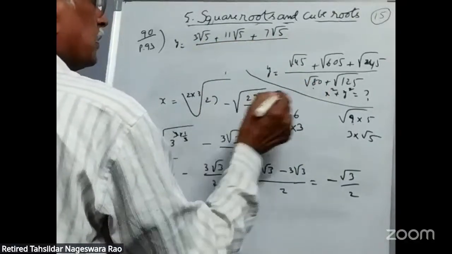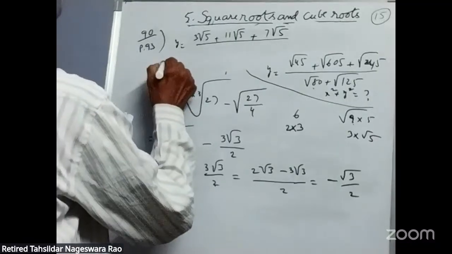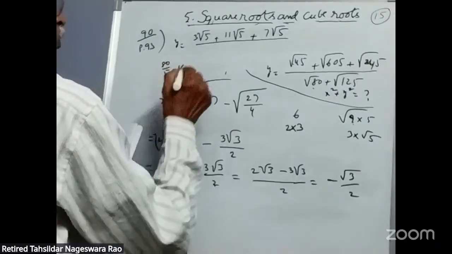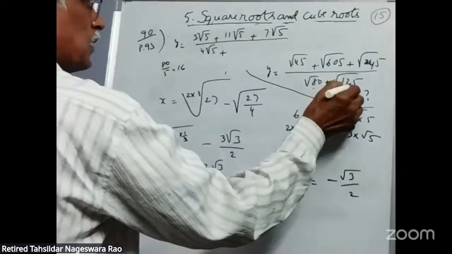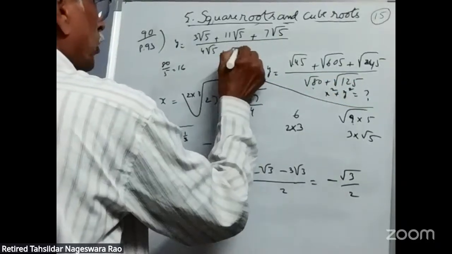Then root 80. Again we expect root 5. Divide by 5. 80 by 5 is 16. The square root of 16 is 4. So 4 root 5. Plus, divide by 5 here, 25. The square root of 25 is 5. So 5 root 5.